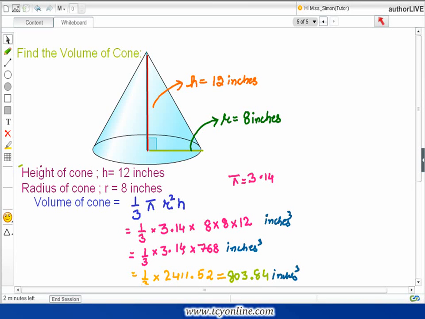One more example will strengthen the concept. The height of the cone is given as 12 inches and the base radius is 8 inches. To calculate the volume, we will plug in the values of radius and height of the cone into the formula 1 by 3 pi r square h. So it becomes 1 by 3 times 3.14 times 8 square times 12. On solving, we find that the volume of the cone comes out to be 803.84 cubic inches.